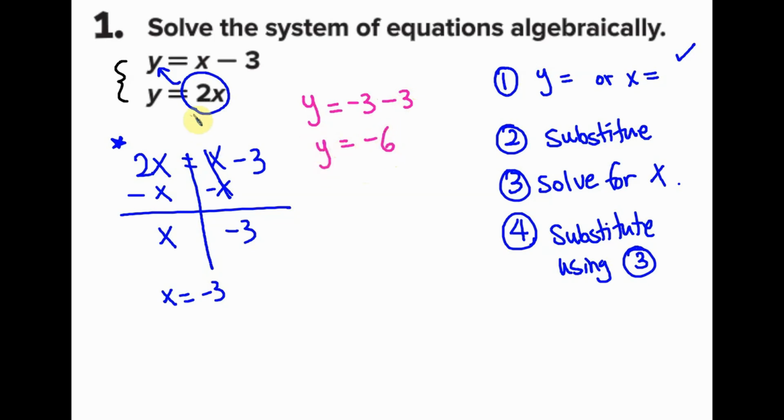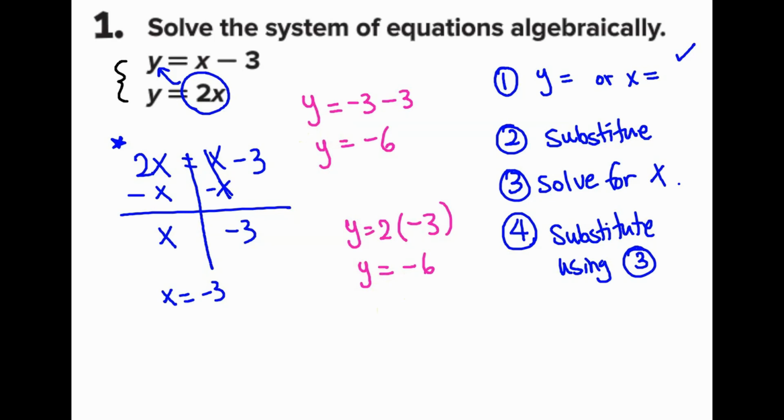Just to show you that if I plug negative 3 into this equation, it should be the same answer. So the second one was saying y is equal to 2 times x, where x is negative 3. And if I solve this, y is equal to 2 times negative 3, I get negative 6. So that's how I know that it doesn't really matter which one you choose.